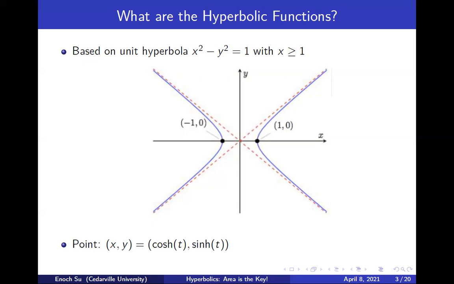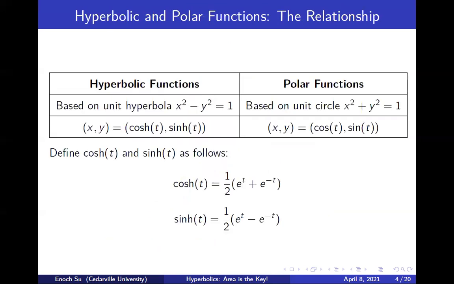And now we could dive straight into area, but first I want to take a brief pause to refresh our memory on polar functions. As you can see, the polar functions are based on the unit circle x squared plus y squared equals 1. We define the polar functions as x equals cosine of t and y equals sine of t, thereby giving us our points for the coordinates.